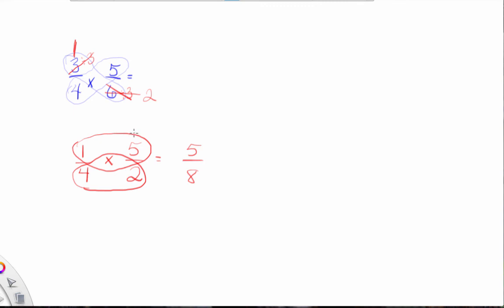So when you're working on your independent practice problems, you can do whichever strategy you're more comfortable with. You can either multiply first and simplify afterwards, or you can do what we just did, and simplify your fractions first and then multiply to get a fraction already in simplest form.